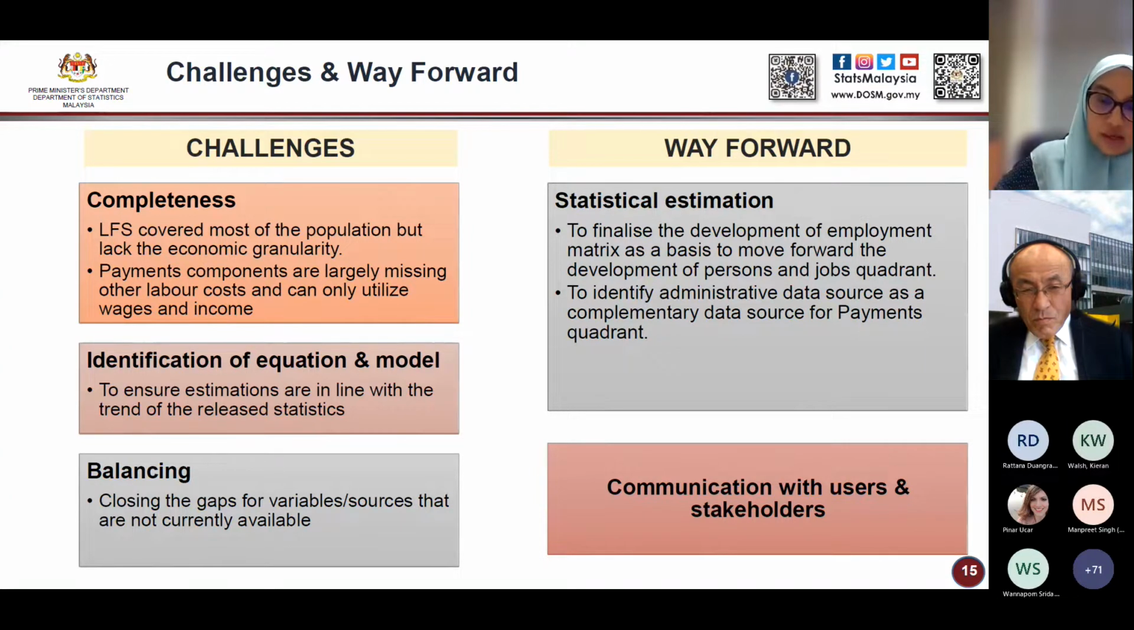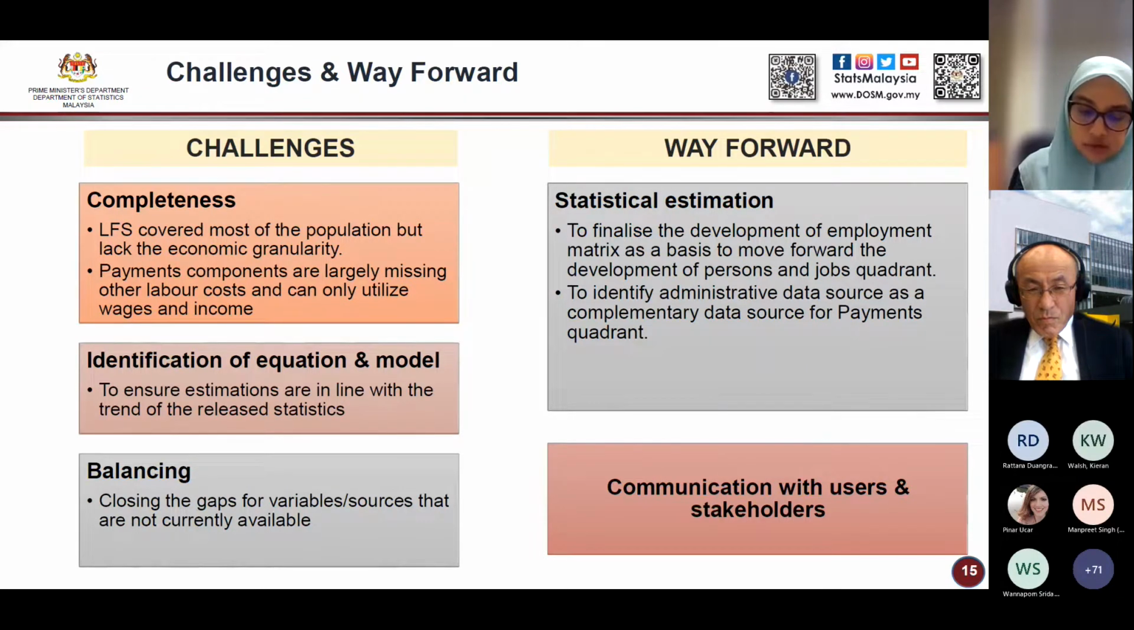I would like to share one thing that is not in the slides. Kiran mentioned the Labour Market Information System, LMIS, and that is also one of the ways forward for Malaysia in developing the labour account. We are currently developing the labour market information analytic platform, which is trying to integrate various labour market data from administrative data sources, in addition to the data available from the National Statistical Office.